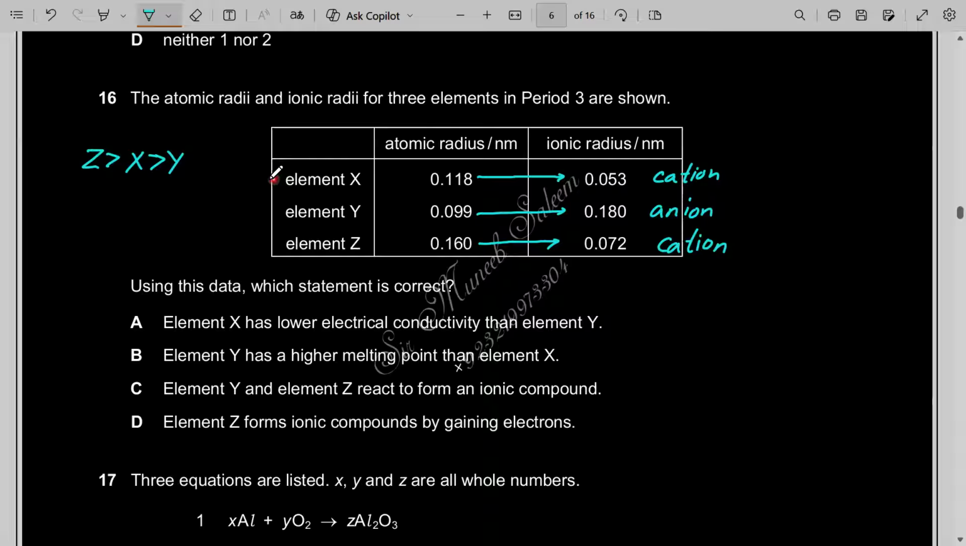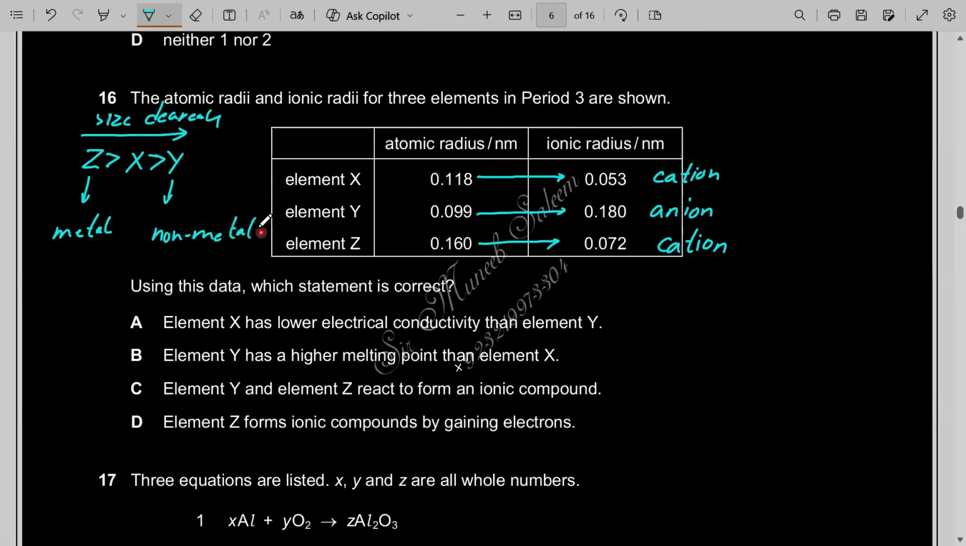So from here you can tell element X is basically, one thing to be sure of is that the element size decreases from left to right, which means this would be definitely a metal, because we have seen metal size is reduced by forming the cation. And Y is definitely a non-metal.